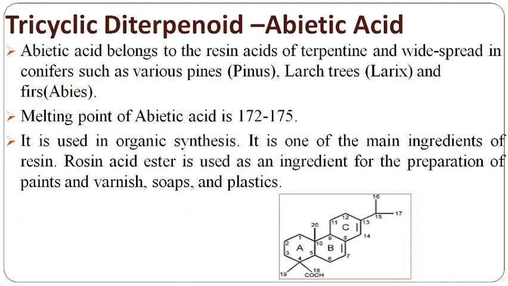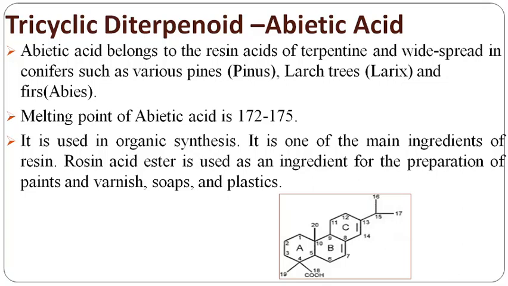The introduction of abietic acid. It belongs to the resin acids of turpentine and is widespread in conifers such as various pines, larch trees and firs. The melting point of abietic acid is around 172 to 175, the range of melting point. It is used in organic synthesis. It is one of the main ingredients of resin. Rosin acid ester is used as an ingredient for the preparation of paints, varnishes, soaps and plastic.